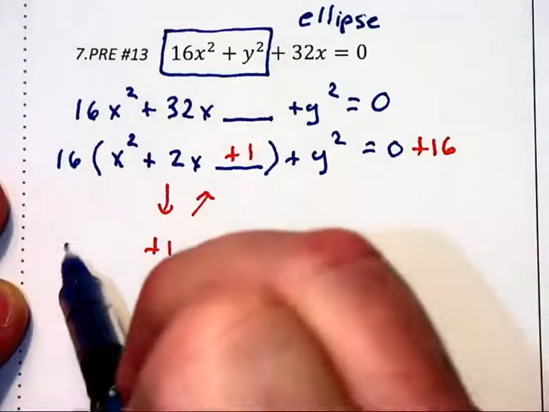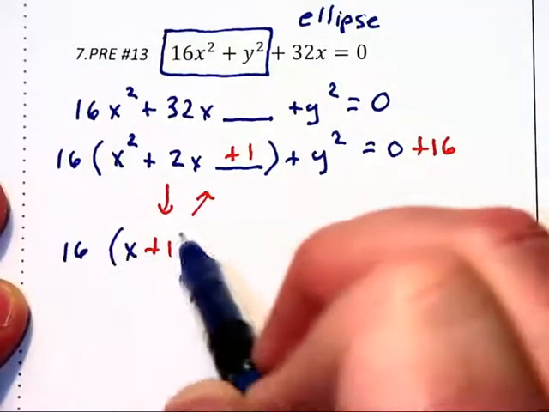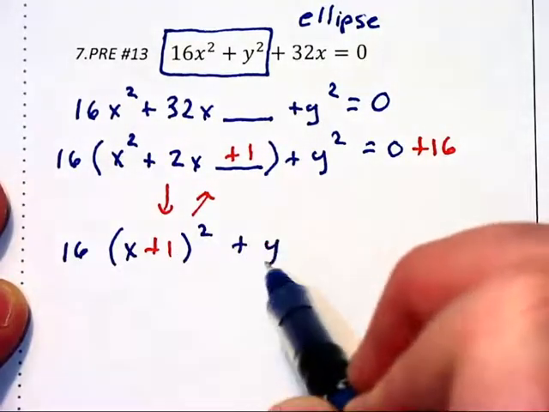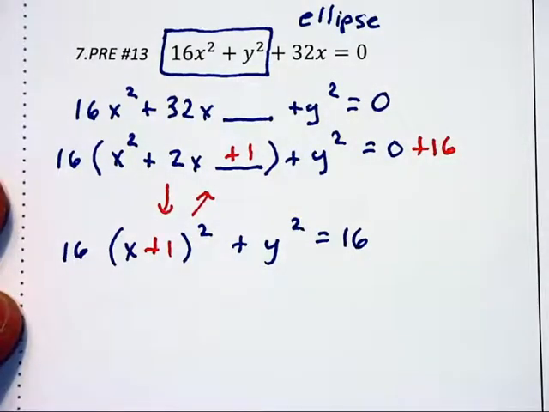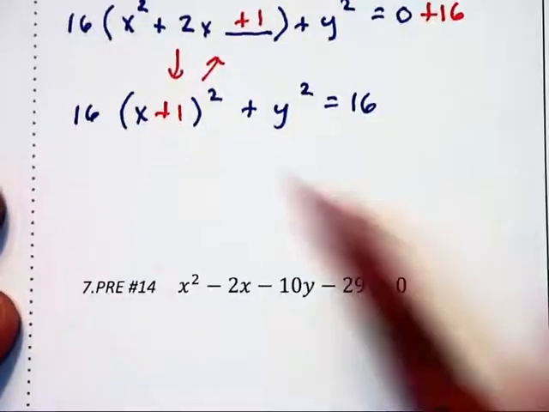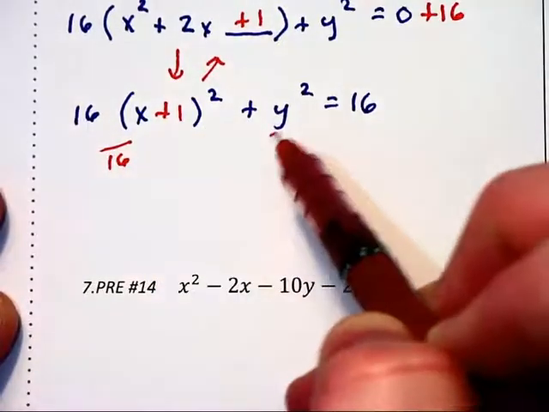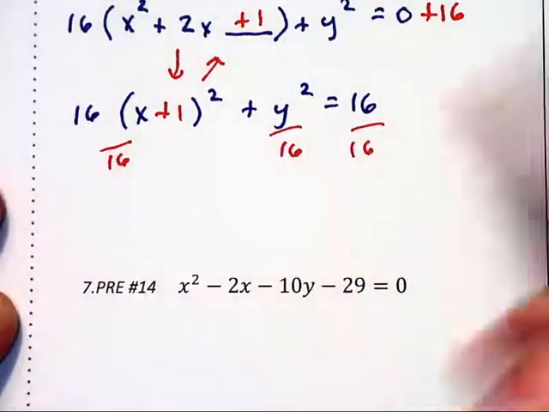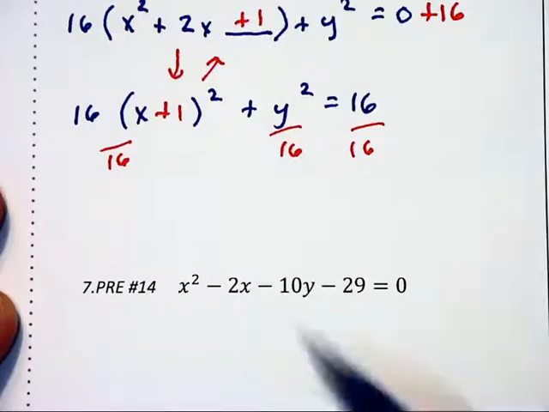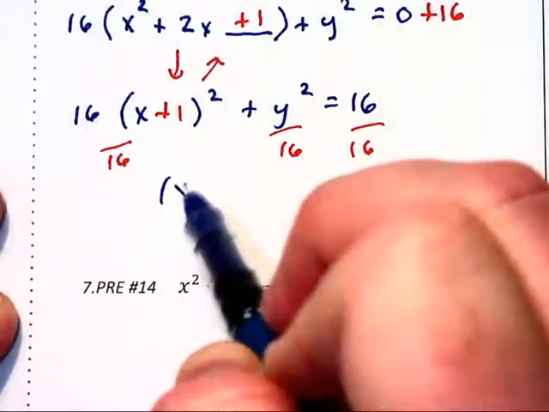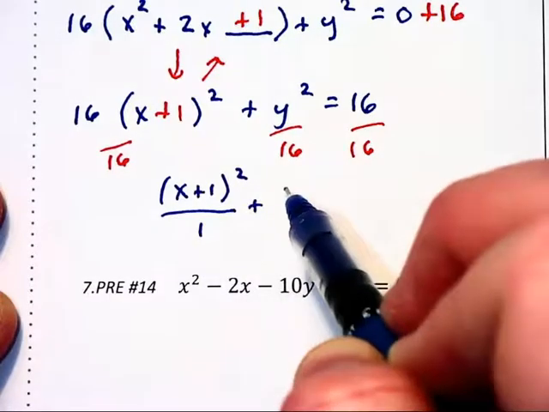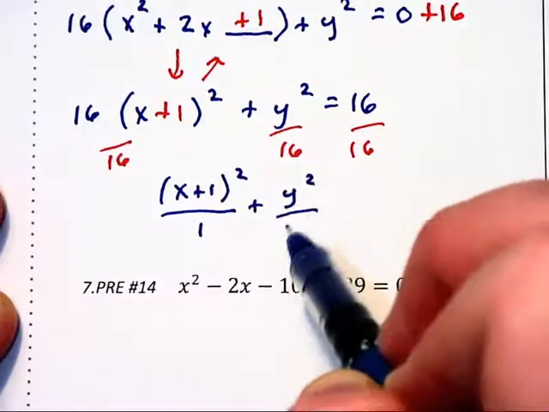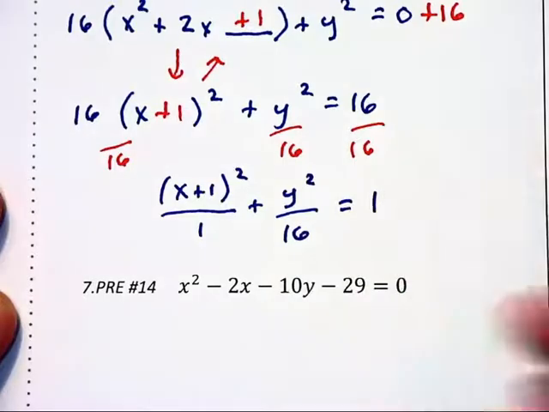We now have 16 times the quantity x plus 1 squared plus y squared is equal to 16. And all we need to do to put this into standard form is to divide each side by 16 so that we can have the characteristic equals 1 on the right. So we will have x plus 1 quantity squared over 1 plus y squared over 16 equals 1 as the standard equation of this ellipse.